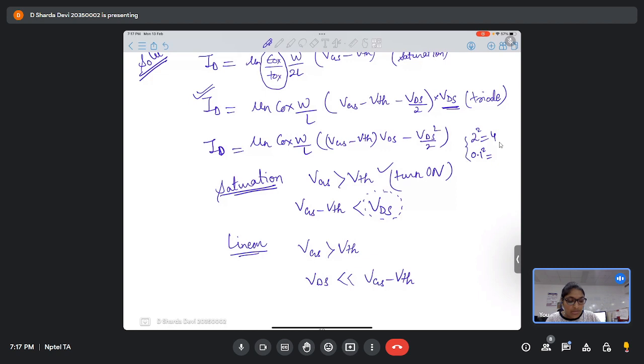What about 0.1 ka square? It's less than 0.1, yes, 0.01. So it's much less. That is the idea that we use here. Since VDS is small, VDS square will be very small, or tends to 0. So we simply ignore this, and in the linear region we simply write our current equation as this.